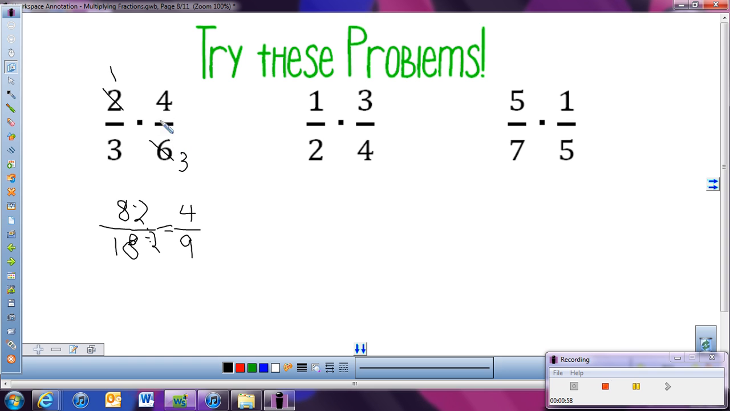Now that I have those simplified, I can look at these cross products, and I have 3 and 4. Nothing goes into 3 and 4, they're already simplified. Now I can simply multiply the top. 1 times 4 is 4, over 3 times 3 is 9. And we end up with the same answer. We ended up not having to simplify at the end. So that's another option that you have. If that seems too confusing, and you don't have that down yet, just multiply the top and bottom and simplify at the end. But it's kind of a nice trick to help you work with smaller numbers.